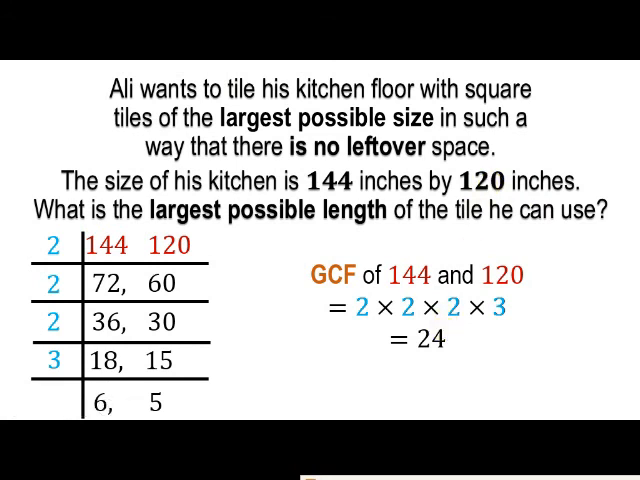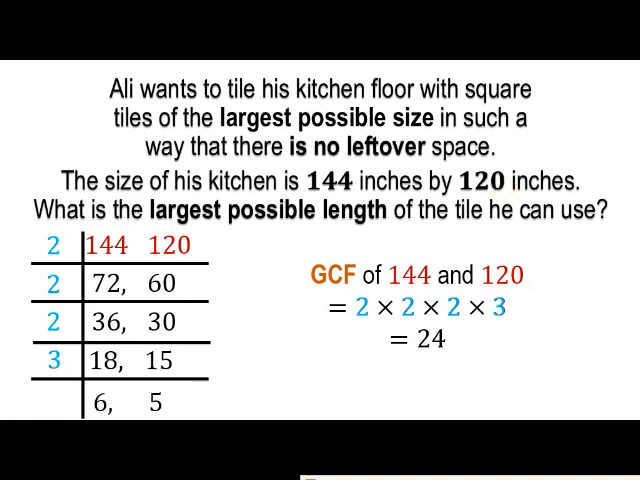8 is also a number which can divide both of these numbers. 4 is also such a number, but why did we select 24? Because we were looking for the largest possible length. So 24 is the largest possible length that we can take if we want to divide these lengths of 144 and 120 with one number. So that's why we find GCF.